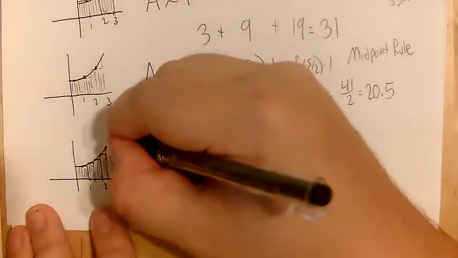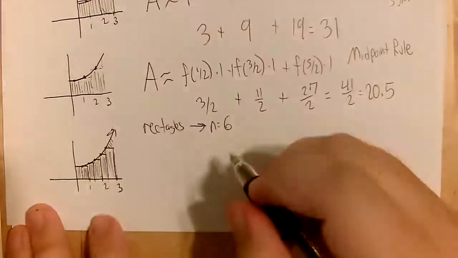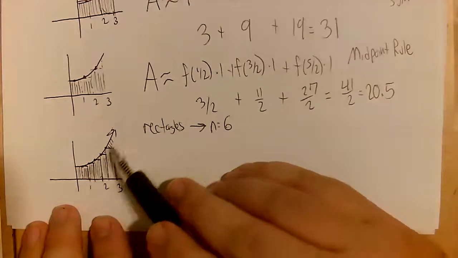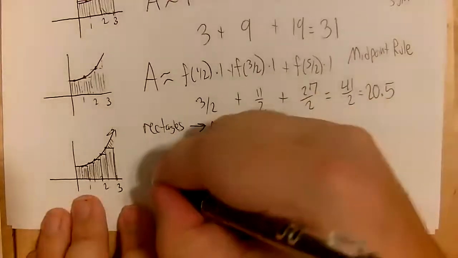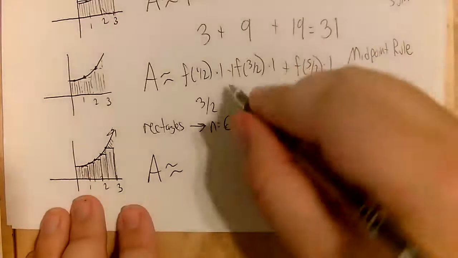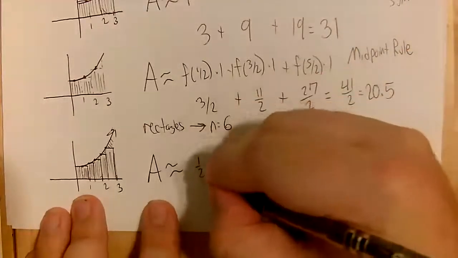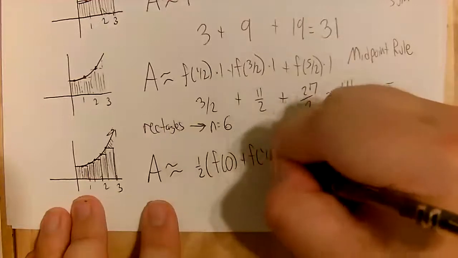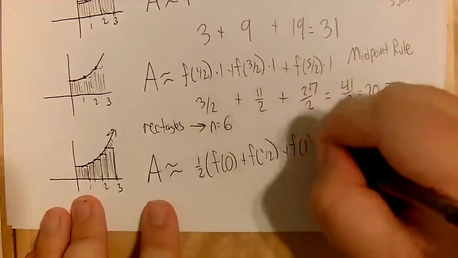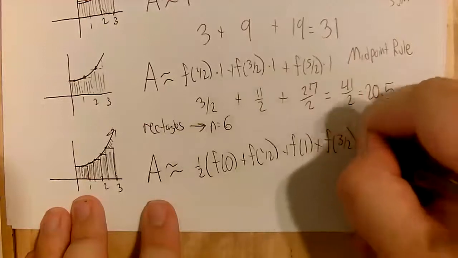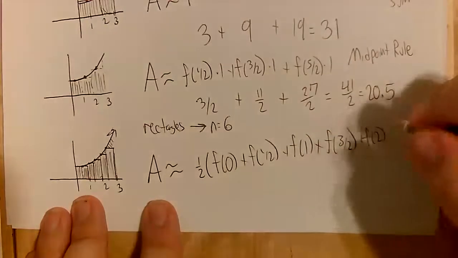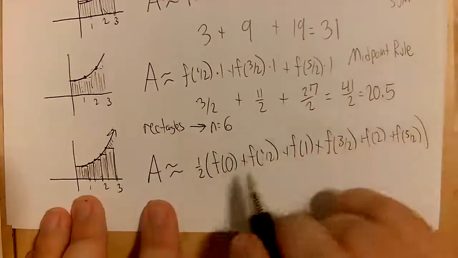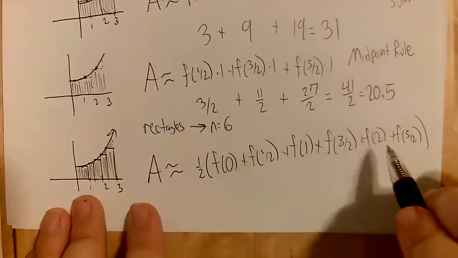We still have these areas right here that we didn't account for, but by having more rectangles, this is going to be a bit more accurate than it was previously. So the width of all of our rectangles is 1/2, so I'll simply factor that out. And then we have f of 0 plus f of 1/2 plus f of 1 plus f of 3/2 plus f of 2 plus f of 5/2. So this is the left-hand Riemann sum using 6 rectangles.